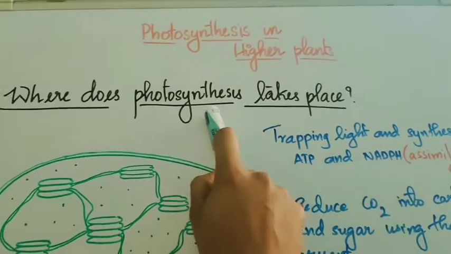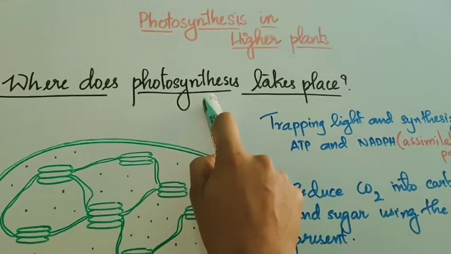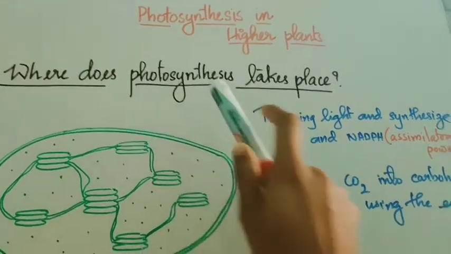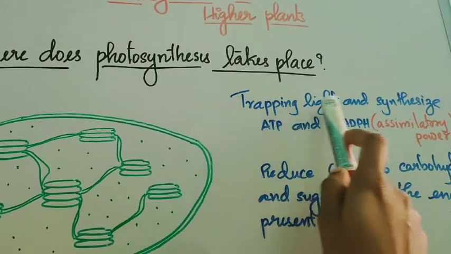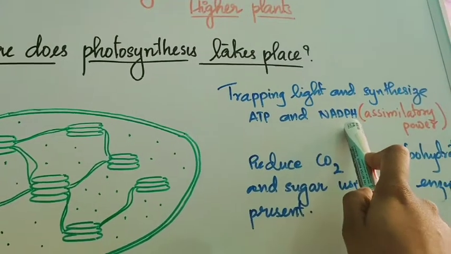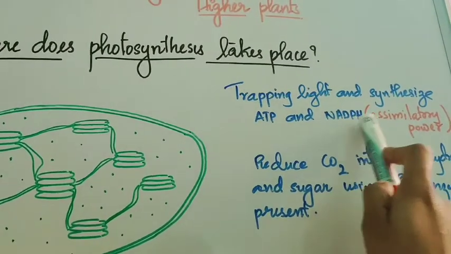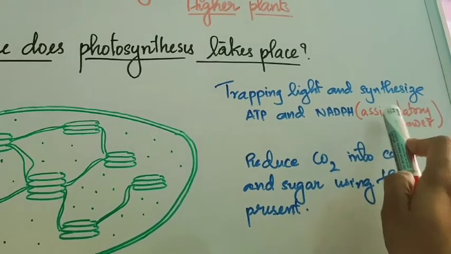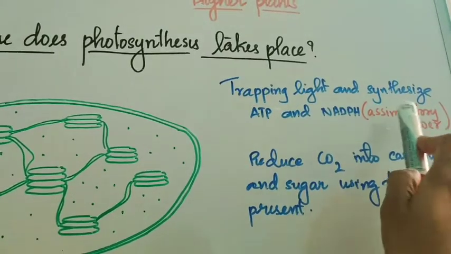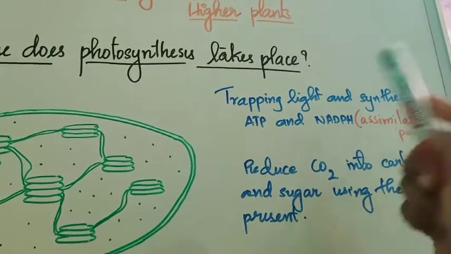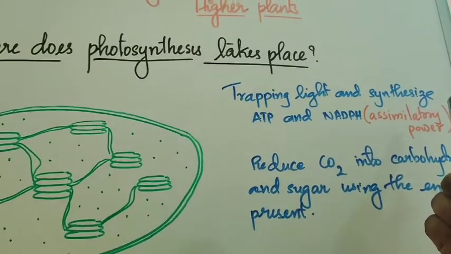That is the eventual aim of photosynthesis, making food, making carbohydrate. So, by trapping light, ATP and NADPH is produced, and that ATP and NADPH is called assimilatory power. They are called assimilatory power because it is this ATP and NADPH which is later on used for the synthesis of carbohydrate.